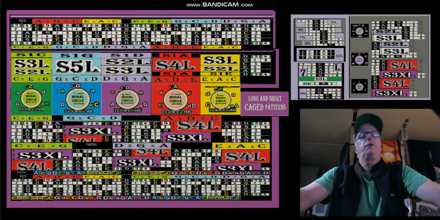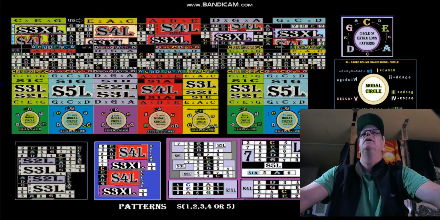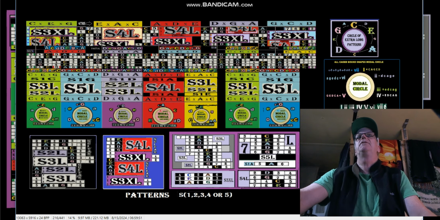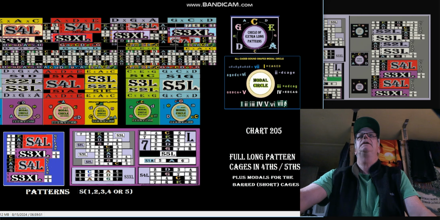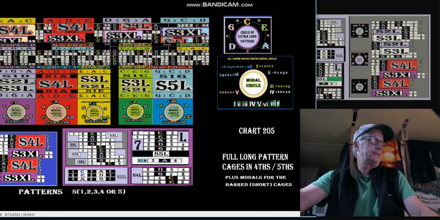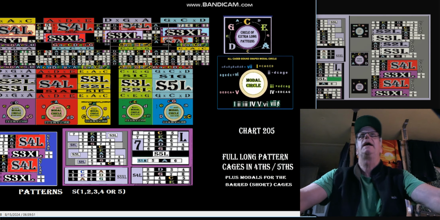We do want to focus on charts 204 and 205 today, which are the long and the short patterns, but especially the long patterns, and they are arranged terrifically. So here's chart 205. I can see I've gone over a little bit into the video box zone. That's okay. I don't want to make me any smaller because you have to see what I'm doing and playing.